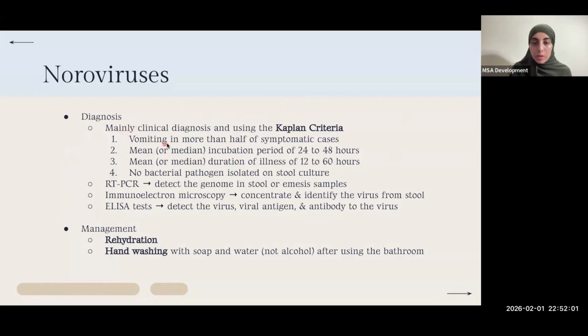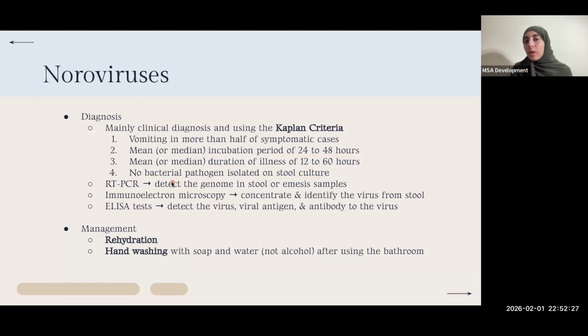First one is vomiting. This is seen in more than half of symptomatic cases. Then the incubation period is 24 to 48 hours. So after they get the virus, you wait 24 to 48 hours and they start to show symptoms. Then the duration of illness is usually 12 to 60 hours. And finally, if you do stool culture, there is no bacteria on the culture.